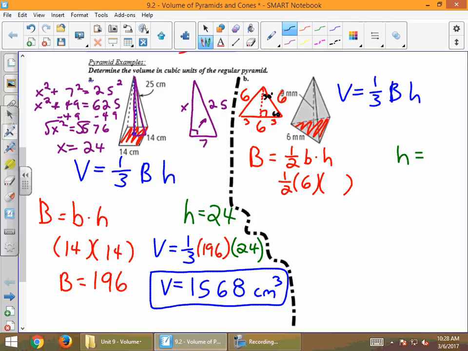How do I go from the short leg to the long leg? Small to big, I multiply. What do you multiply by in a 30, 60, 90? Radical 3. So I'm going to multiply by radical 3. So 3 times radical 3 is 3 radical 3. So this is 3 radical 3. So I now have the height. There's a radical included in there. So my height is 3 radical 3.